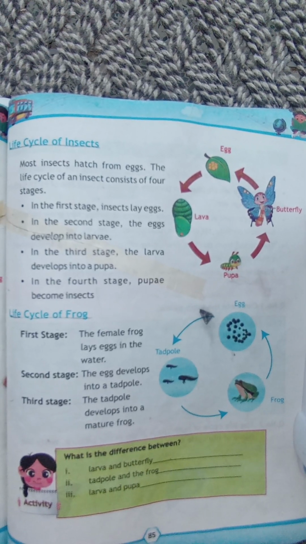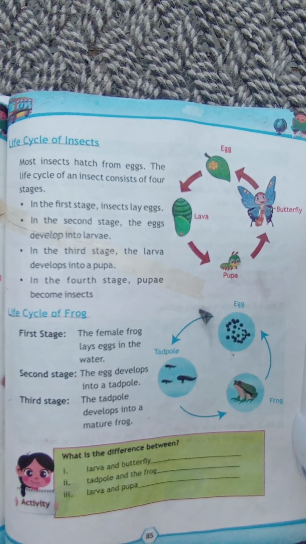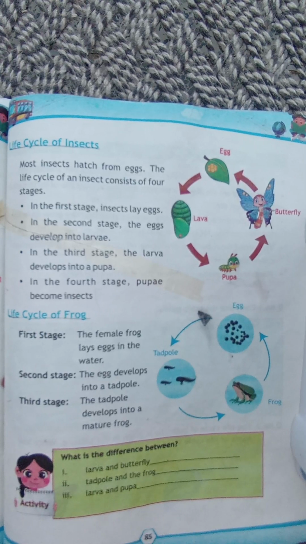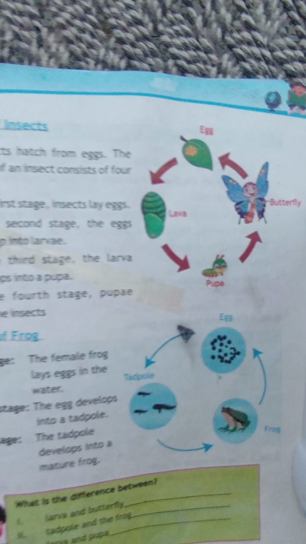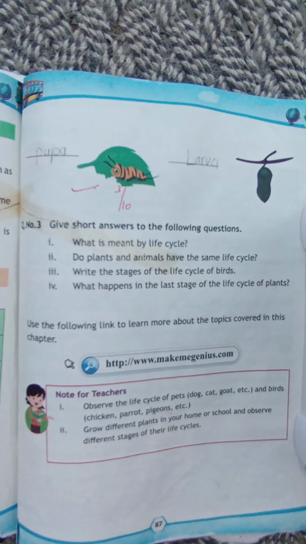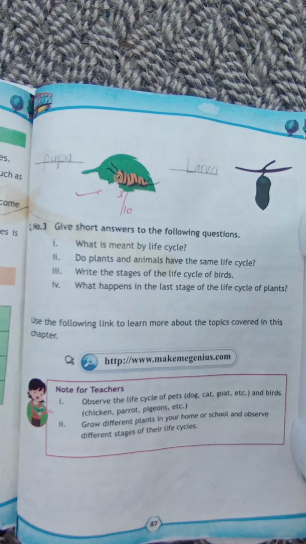Life cycle of frog. The female frog lays eggs in the water. Second stage, the egg develops into a tadpole. Third stage, the tadpole develops into a mature frog. Here are some key points and exercise. Exercise is on the next page as well, page number 87.